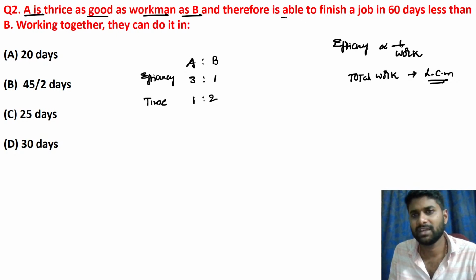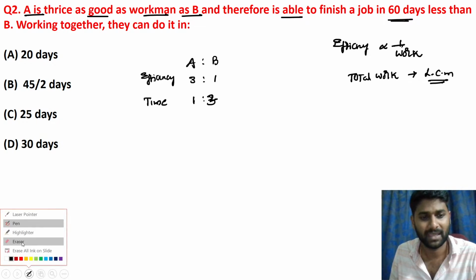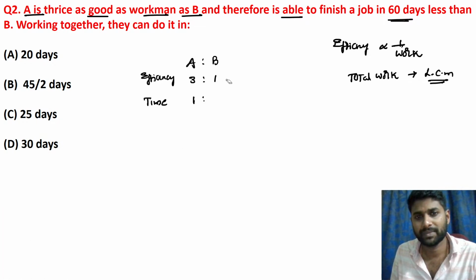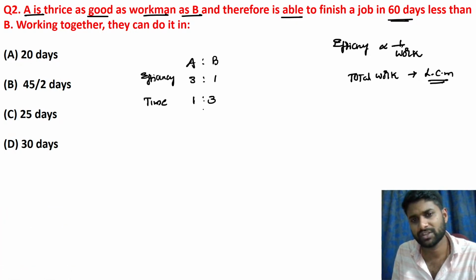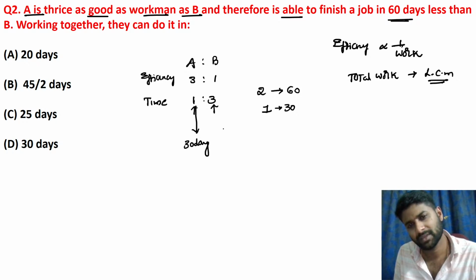See, therefore A is able to finish the job in 60 days less than B. See here, there is a confirmation: efficiency is 3 is to 1. Now, as per the concept, the time ratio is 1 is to 3. Here, if A does it in 1 unit, B takes 3 units, means A takes less than B by 2 units. If 2 units is equal to 60 days, each unit is equal to 30. Now see, here A takes 30 days to finish the job and B takes 90 days to finish the job.